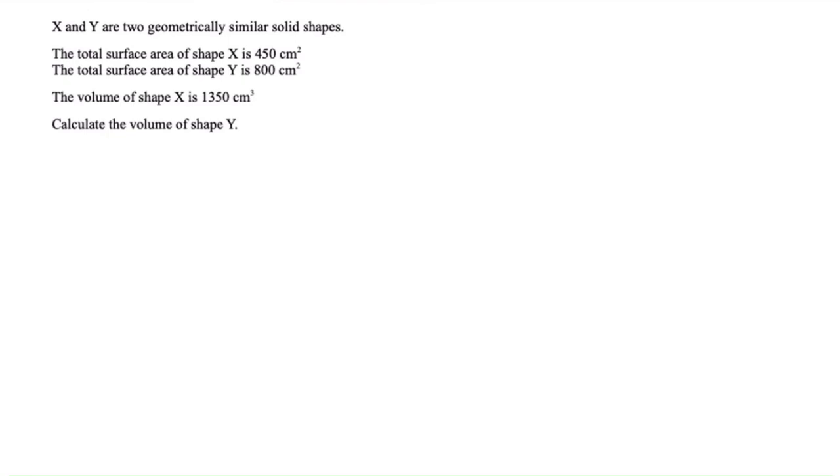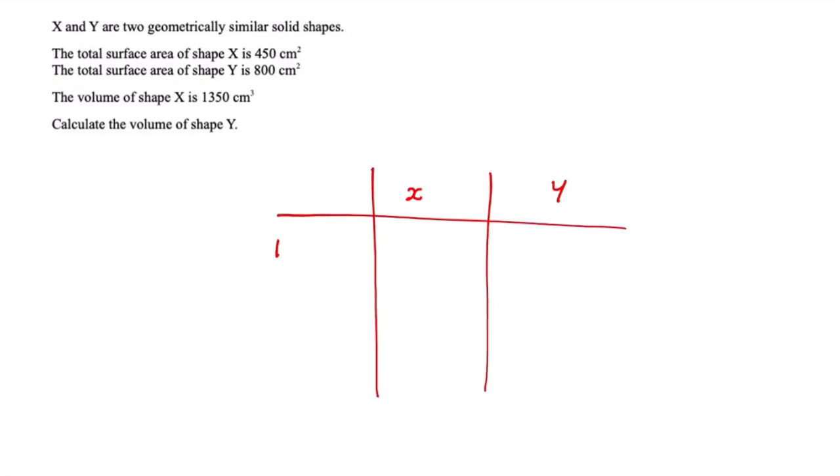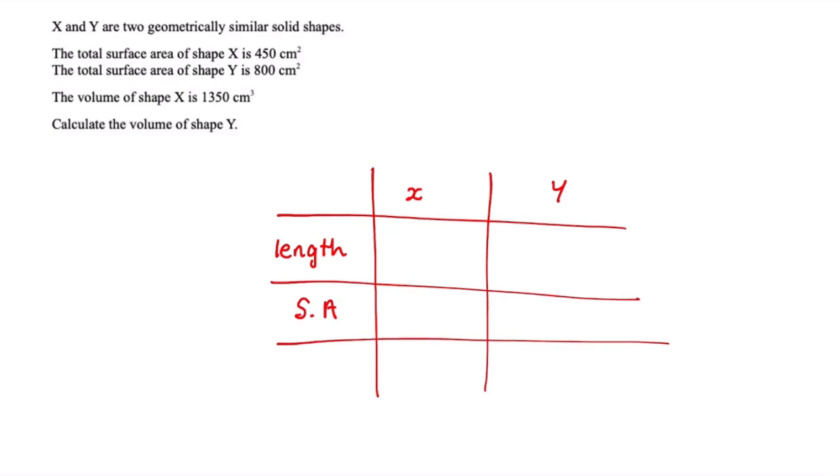So what we're going to do is draw out a table. We're going to have shape X and shape Y, just like that. And we're going to have length, surface area, and volume. Okay, so we've made our table.